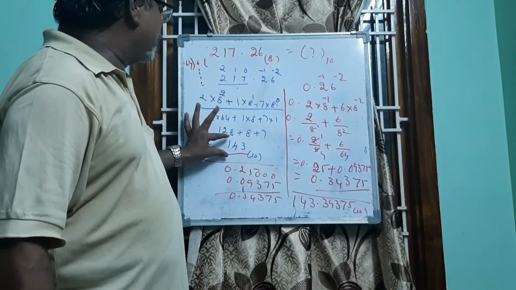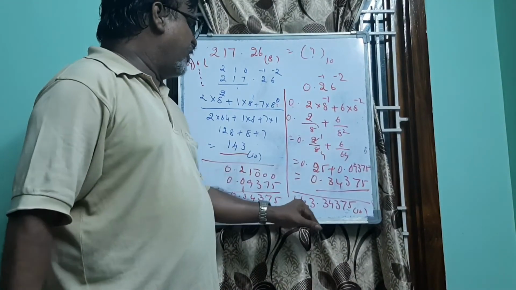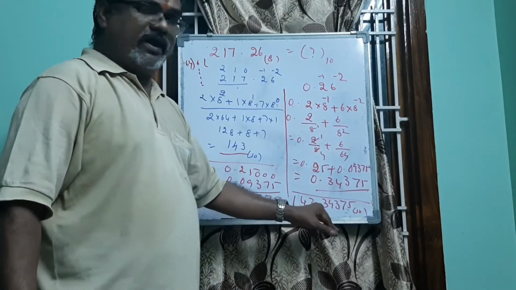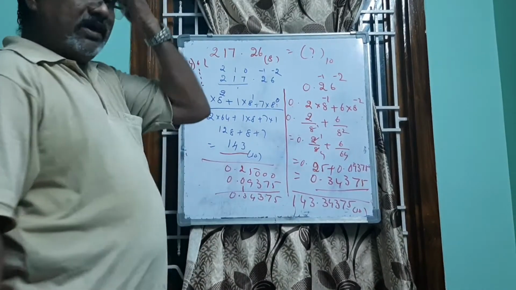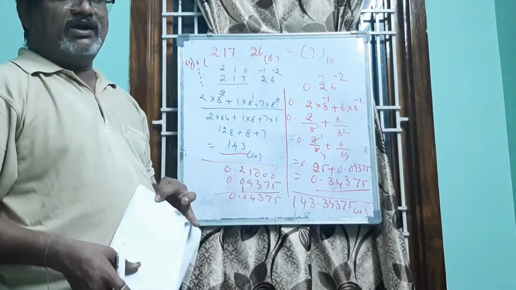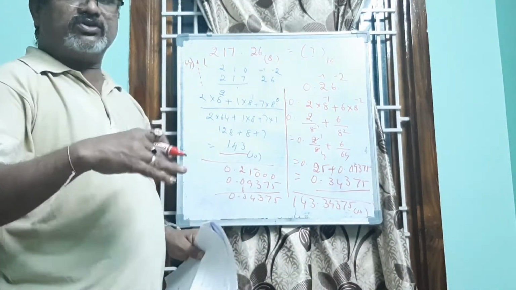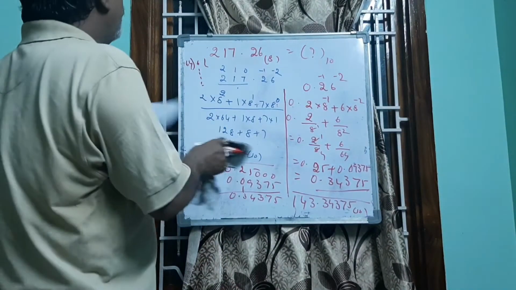So by combining this integer part and the fractional part together, we are getting the result as 143.34375 base 10. This is the example for converting an octal number to its equivalent decimal, which contains both integer and fractional parts. So we'll take one more example.